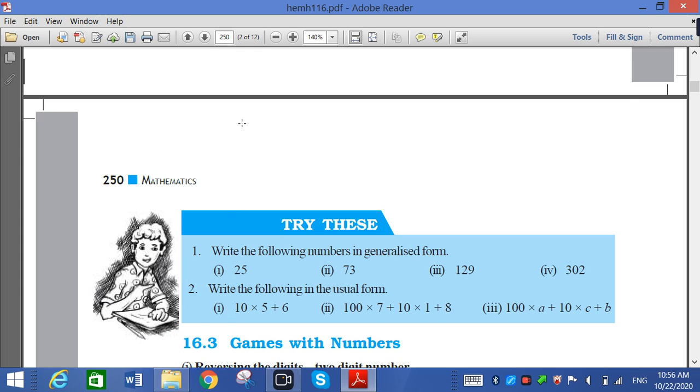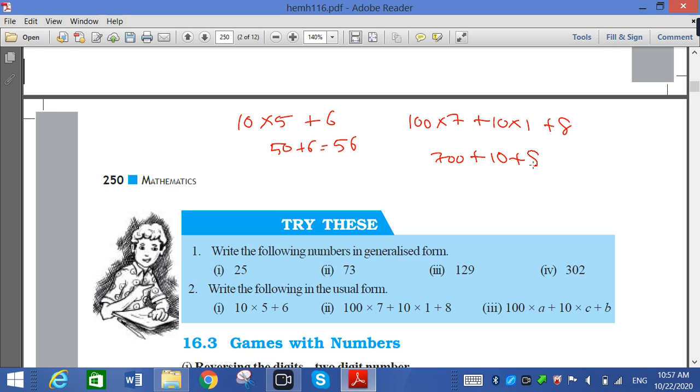Usual form. 10 into 5 plus 6. 10 5s are 50 plus 6, that is 56. 100 into 7 plus 10 into 1 plus 8. 100 into 7 is 700, 10 into 1 is 10, plus 8, so 718. Here 56 is the first answer. Question number 2 I am discussing.